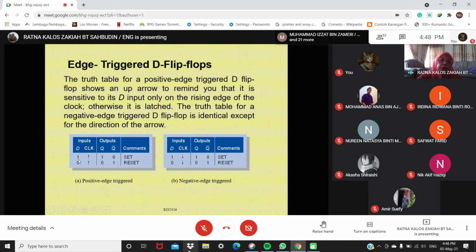You see the D here. When the clock is high, it changes state. So Q follows D. This is set. When D is 0, Q is also 0. This is reset. You see the state is the same, except this one changed state at the negative edge, and this one changed state at the positive edge.